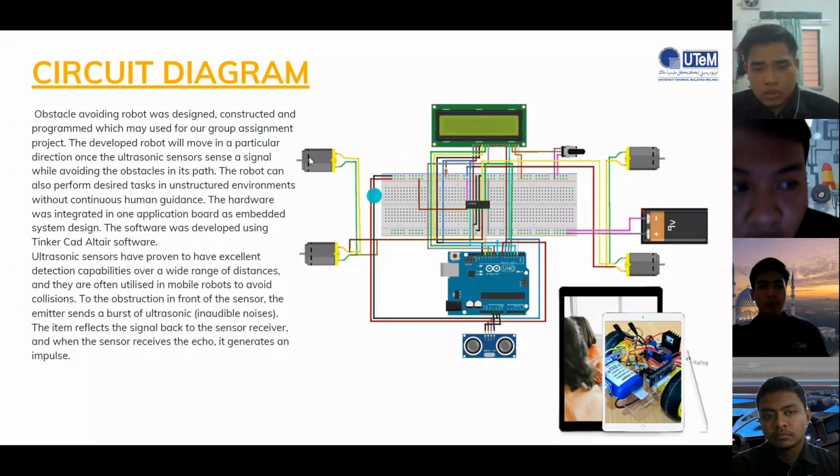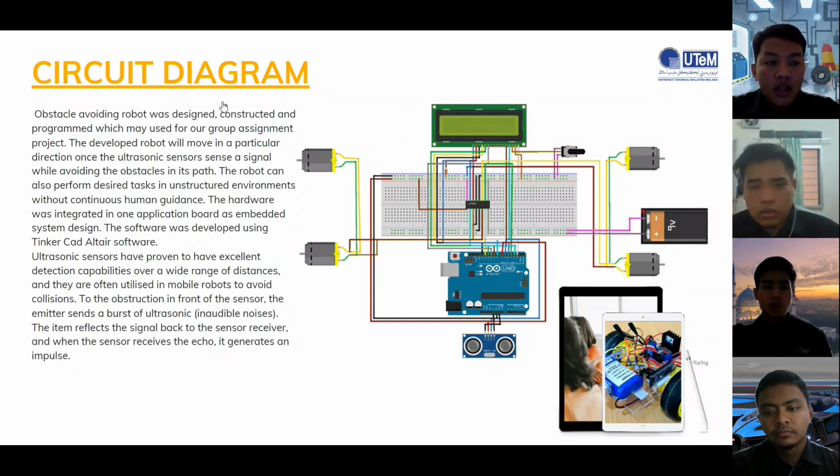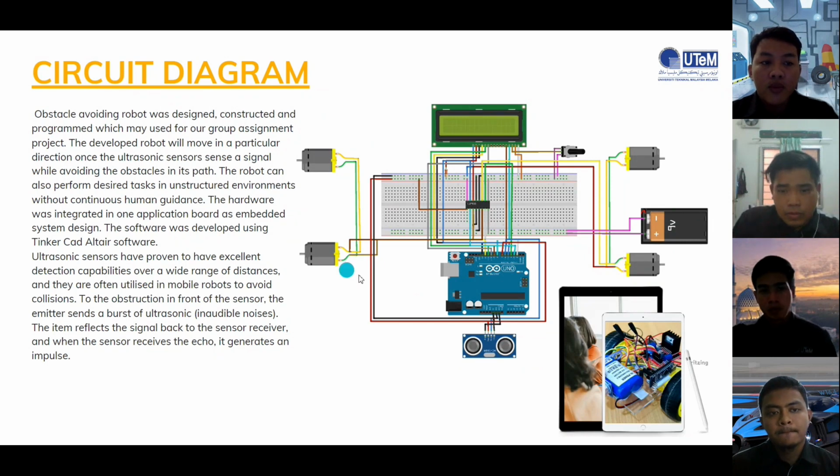Okay, next slide is about the circuit diagram. The obstacle avoiding robot was designed, constructed and programmed for our group assignment project. The developed robot will move in a particular direction once the ultrasonic sensor sends a signal while avoiding the obstacle in its path. The robot can also perform desired tasks in unstructured environments without continuous human guidance. The hardware was integrated in one application board as an embedded system design. The software was developed using Tinkercad software.